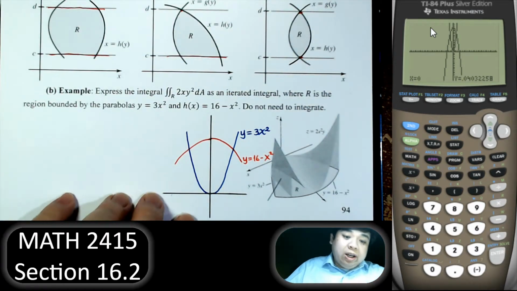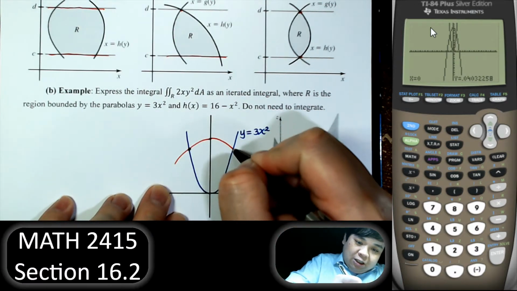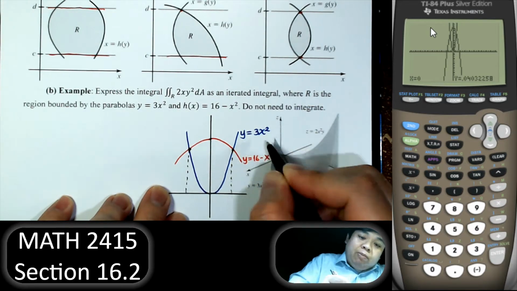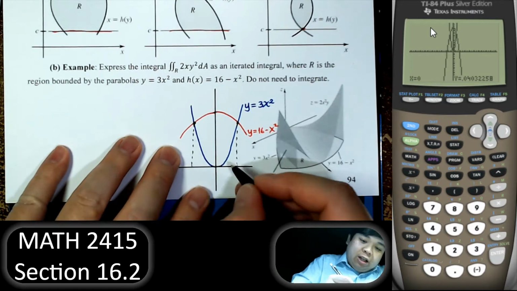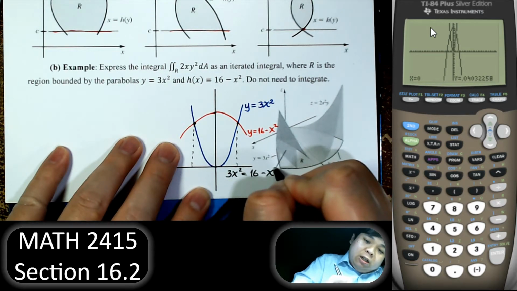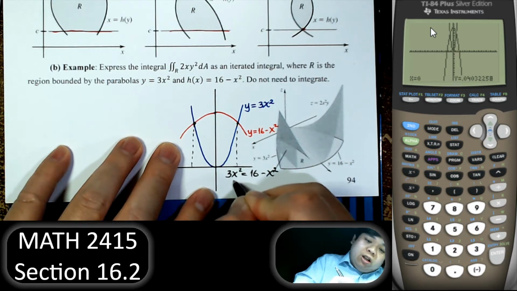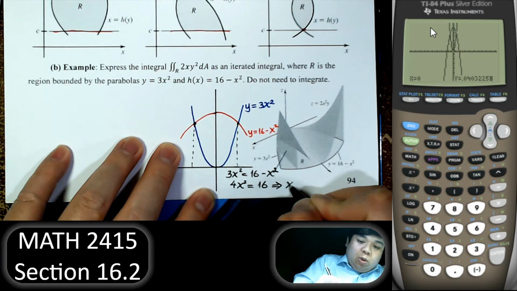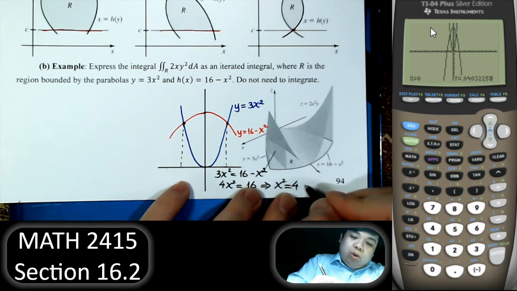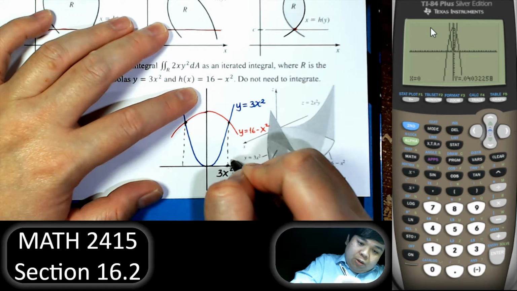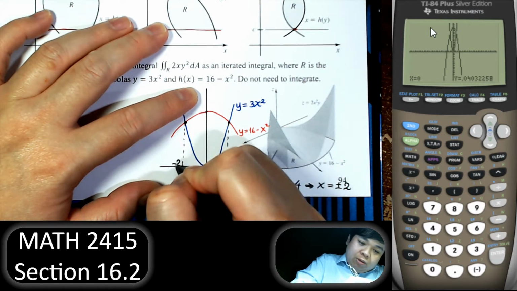First of all, we can find the intersection. For the intersection, we just let these equal each other and then solve for x. So 3x squared equal to 16 minus x squared. Move the x squared to the other side, so 4x squared equal to 16. So x squared equal to 4. So x is equal to plus or minus 2. So 2 and minus 2.